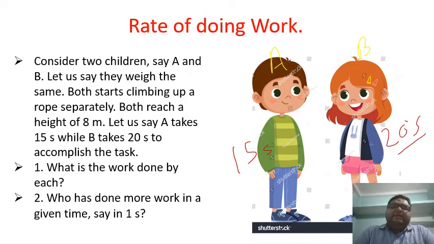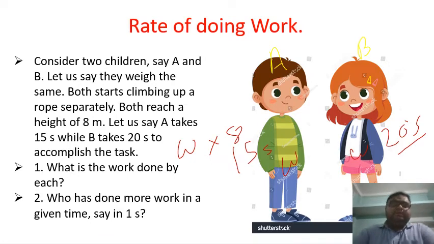So what is the work done in each case, students? Tell me. Let's assume their weight is W. Her weight is also W. So the work done will be force, that is weight, into displacement, which is 8 meters. So both have done the same work, that is 8W work they have done.